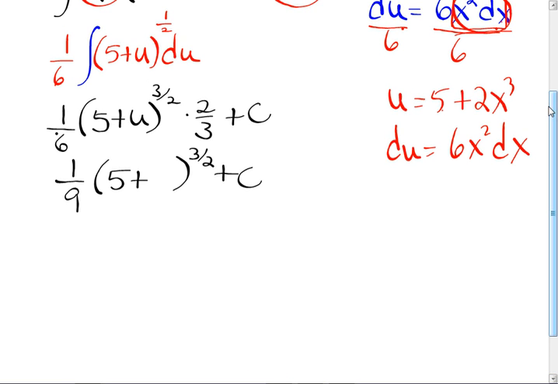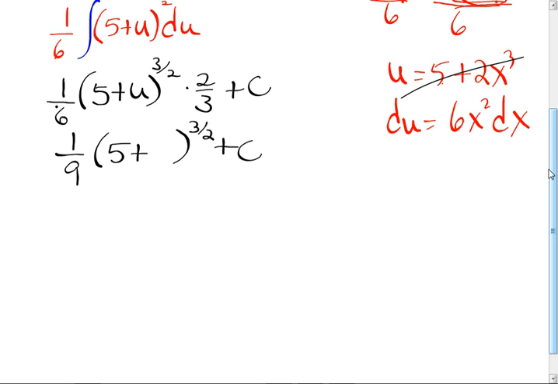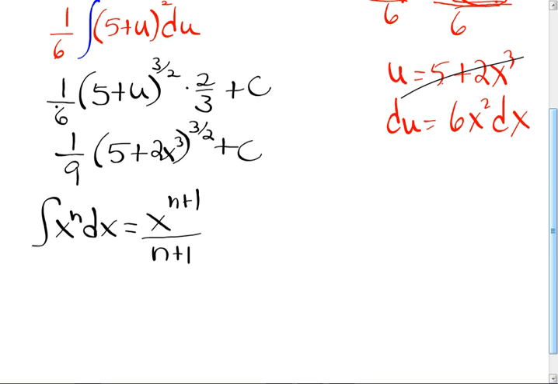We didn't use this u, did we? It works, but we didn't use it. 2x cubed. They both work. If you don't believe me, try it the other way. Because when you integrate x to the n, it's x to the n plus 1 divided by n plus 1. So I'm dividing by 3/2, but that's the same as multiplying by 2/3.